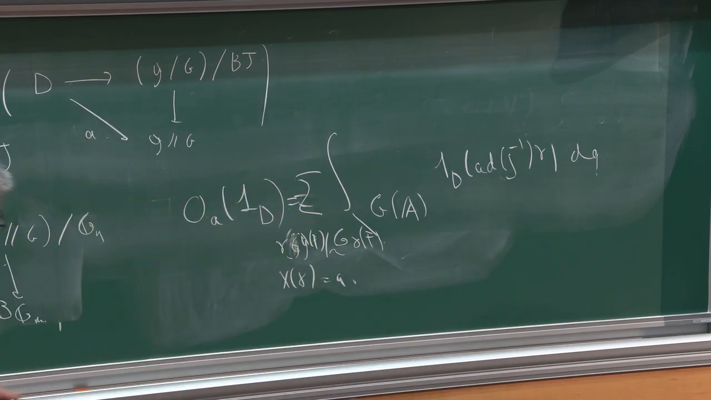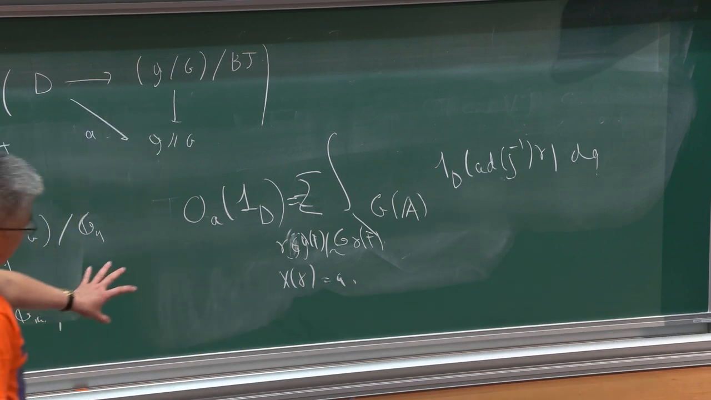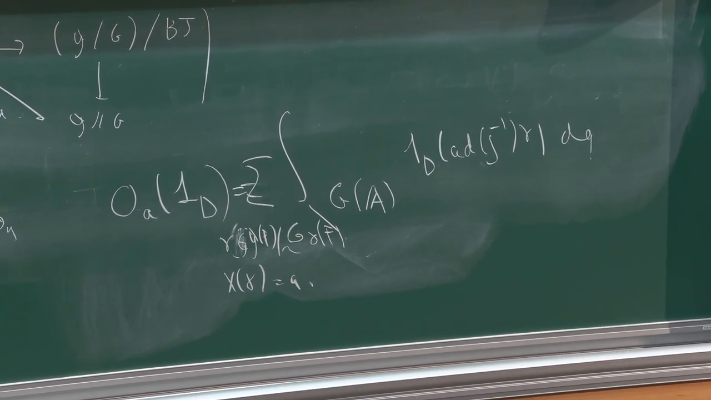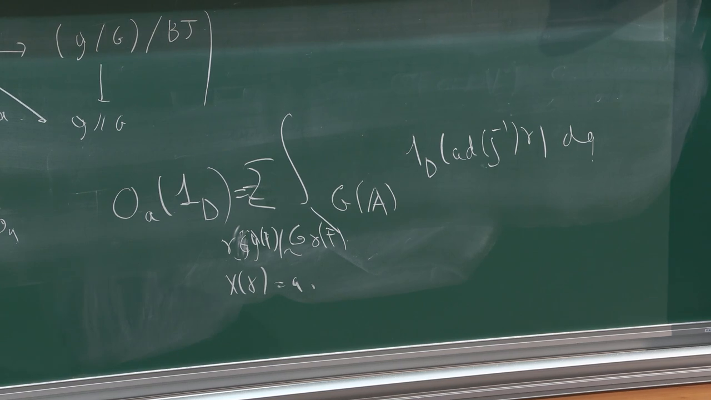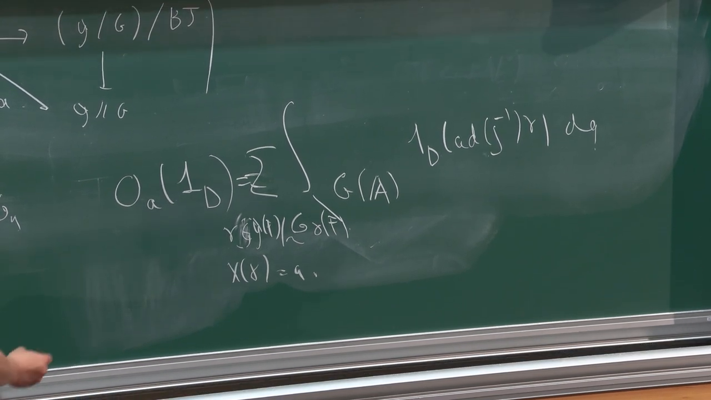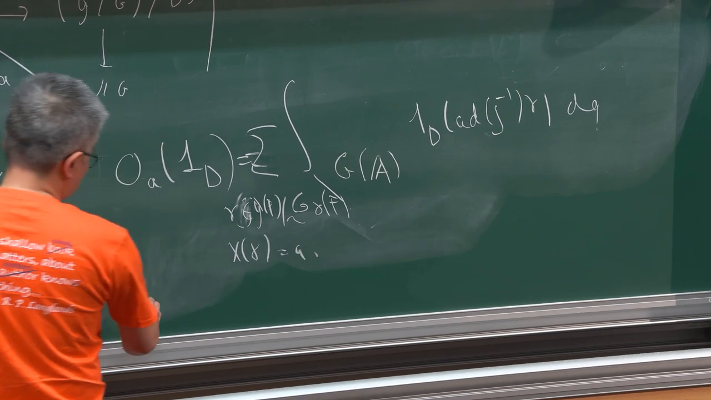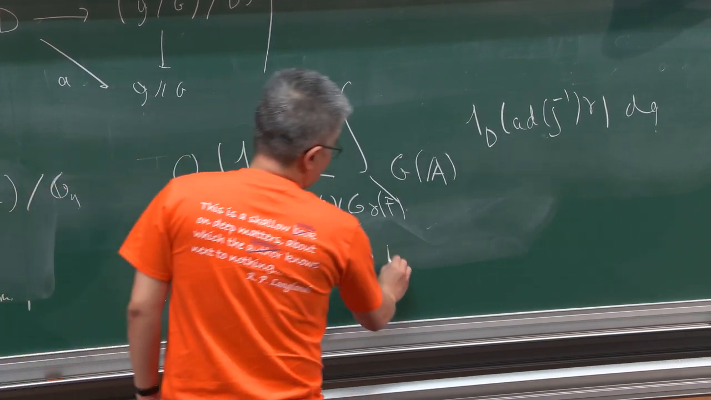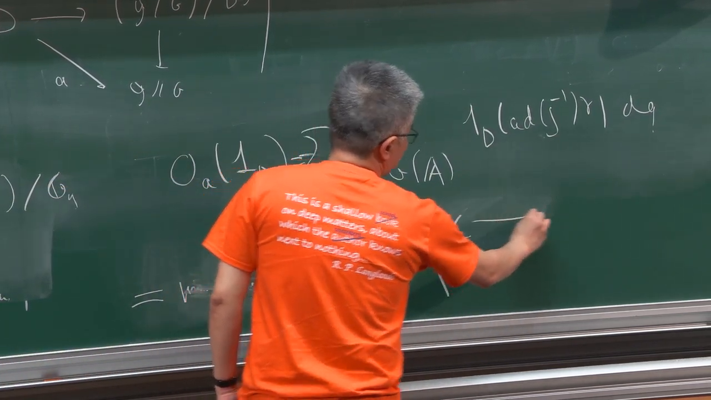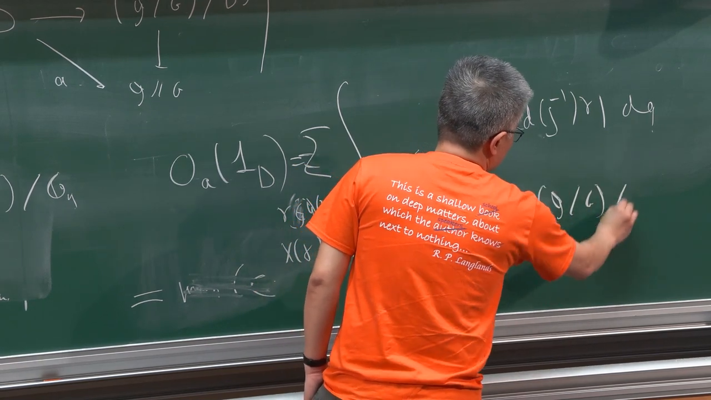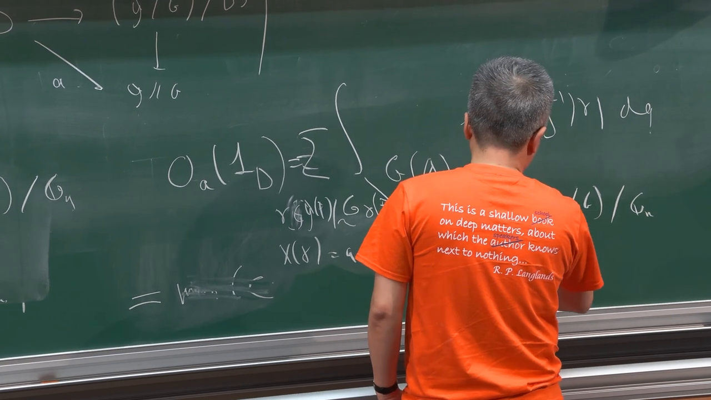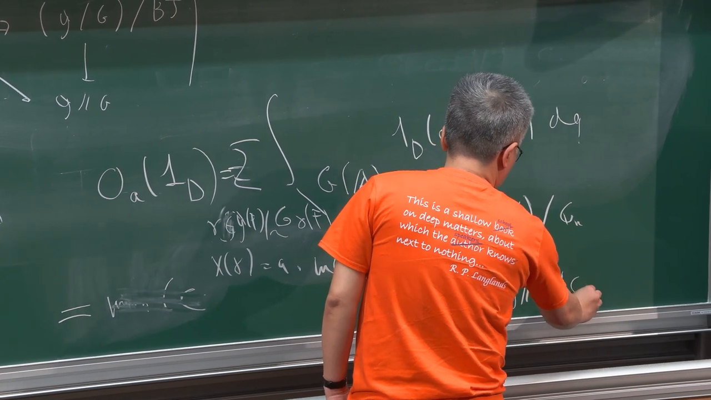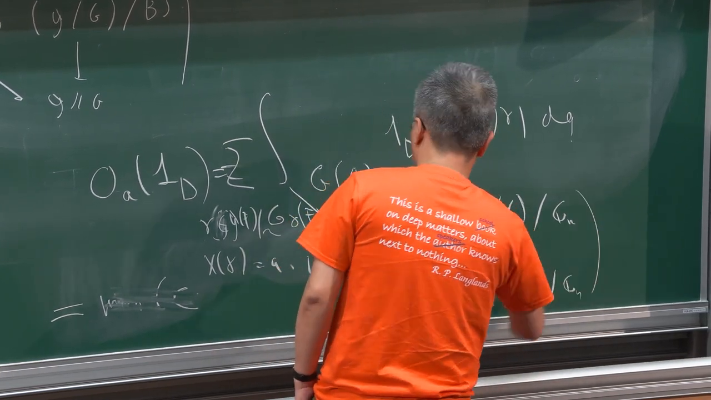This is exactly the part of the geometric side of a trace formula for Lie algebras with these fixed characteristic polynomials, and this is the same as the mass of the map from C to G mod G, mod G_m, that lies over A. Right.